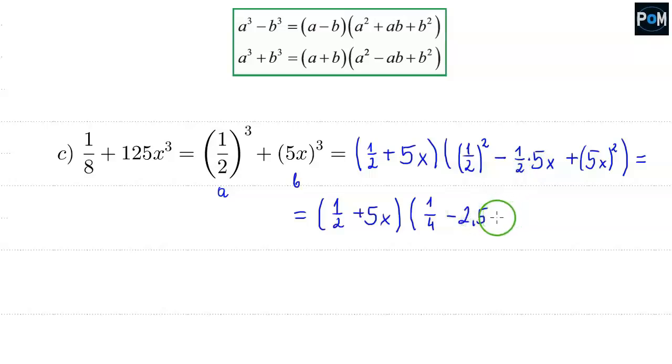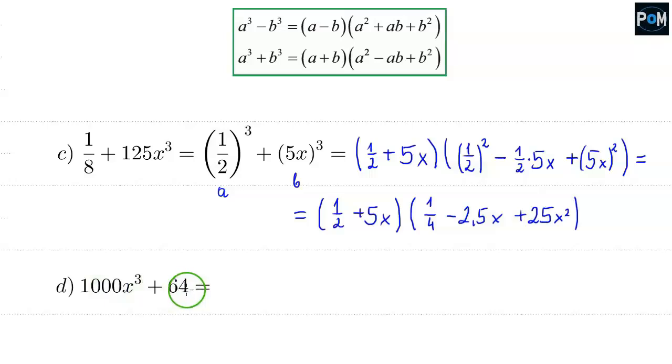Or you could also write 5 over 2 times x and add 5x squared. Here the square applies to 5. We get 25. And the square works on x, so it's x squared. End of example C. Example D is 1000x to the power of 3 plus 64.